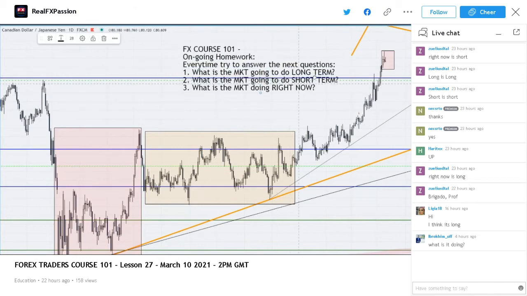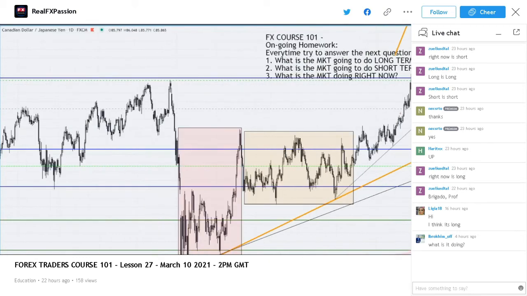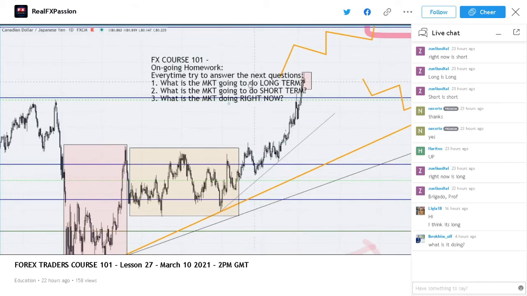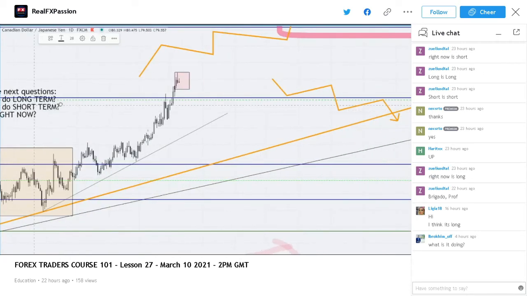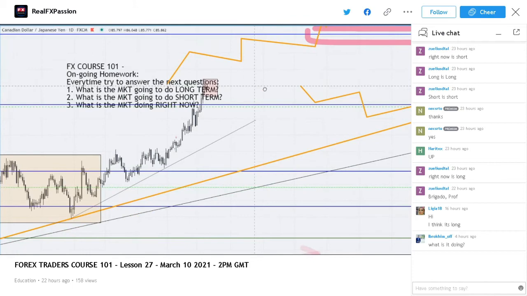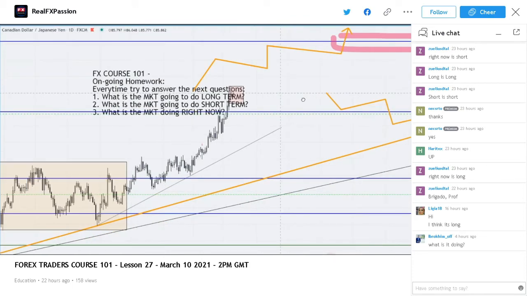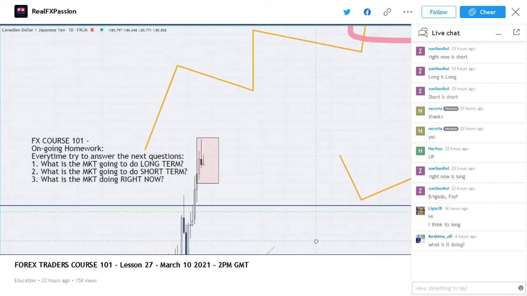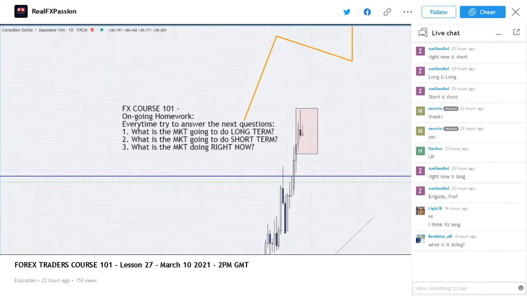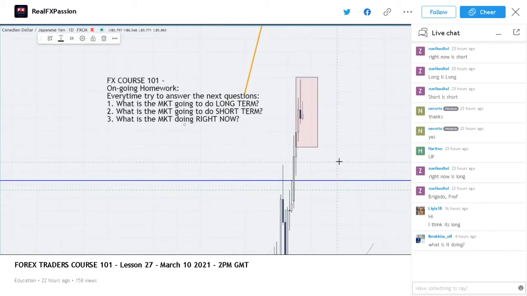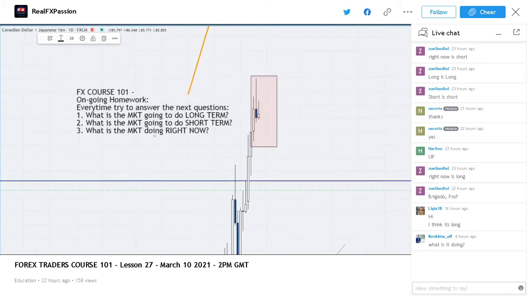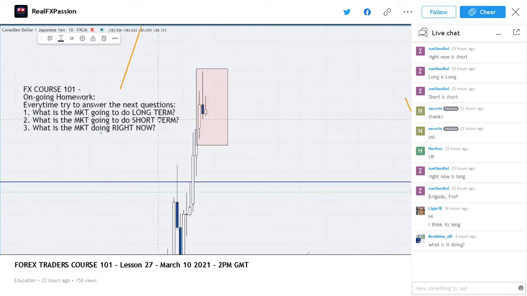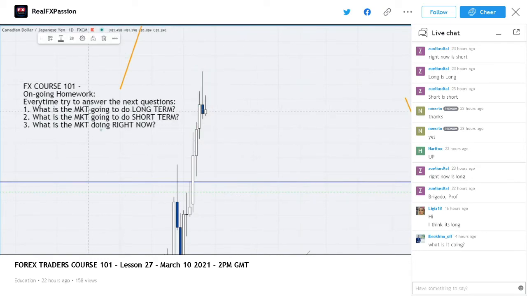So back to the questions, okay? What is the long-term view? As well you said, it's long. What about the short-term view? Apply the same logic, everybody. The smaller time frames are going to show us, is the daily chart ready to retrace or not? But remember, we have a news announcement in about 30 minutes. So we are going to end this lesson today 15 minutes before, because we are going to trade the news announcement.